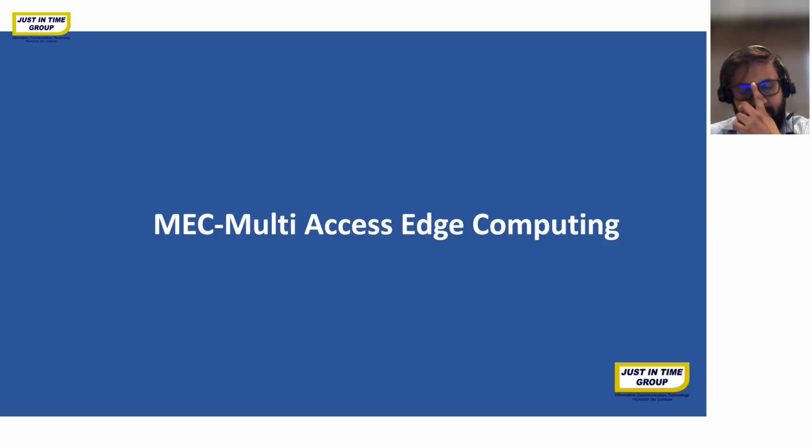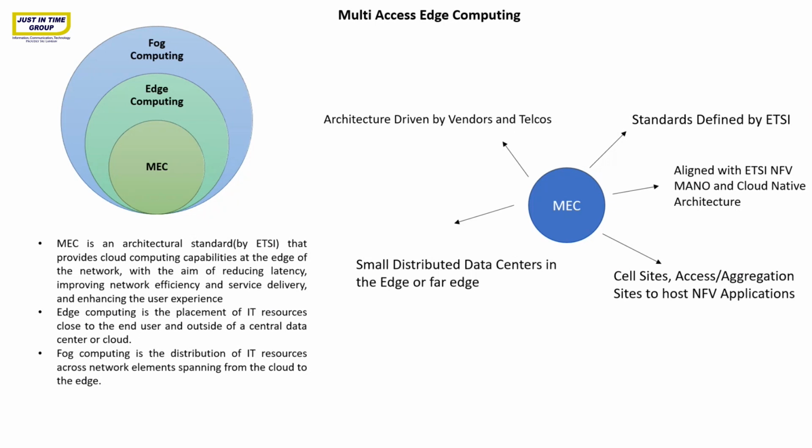Another aspect in telco architecture evolution is multi-access edge computing. That means bringing computing to the edge. Even with current telco network architectures, we used to have telco clouds at central locations. With 5G, because of the latency requirements, we need to bring computing, or telco applications, to the edge. So multi-access edge computing is part of a bigger domain called edge computing.